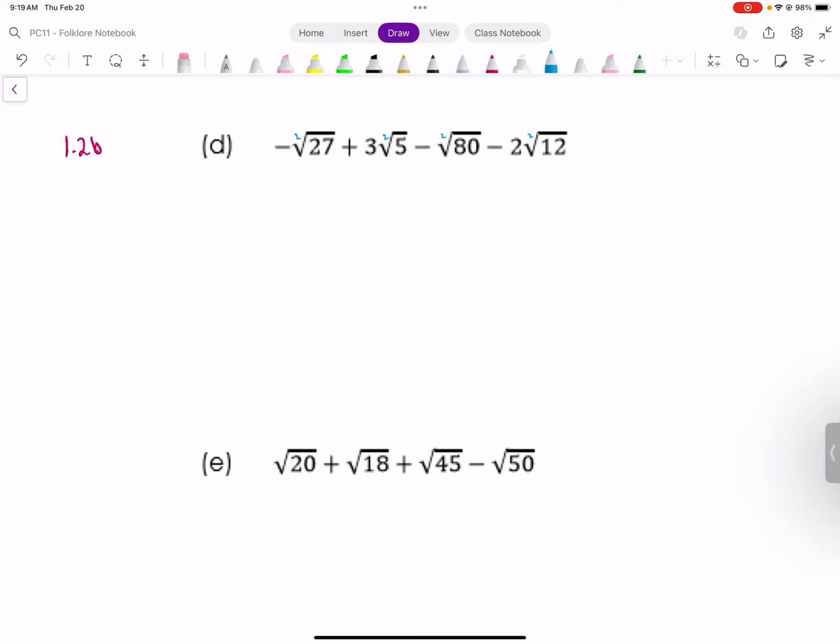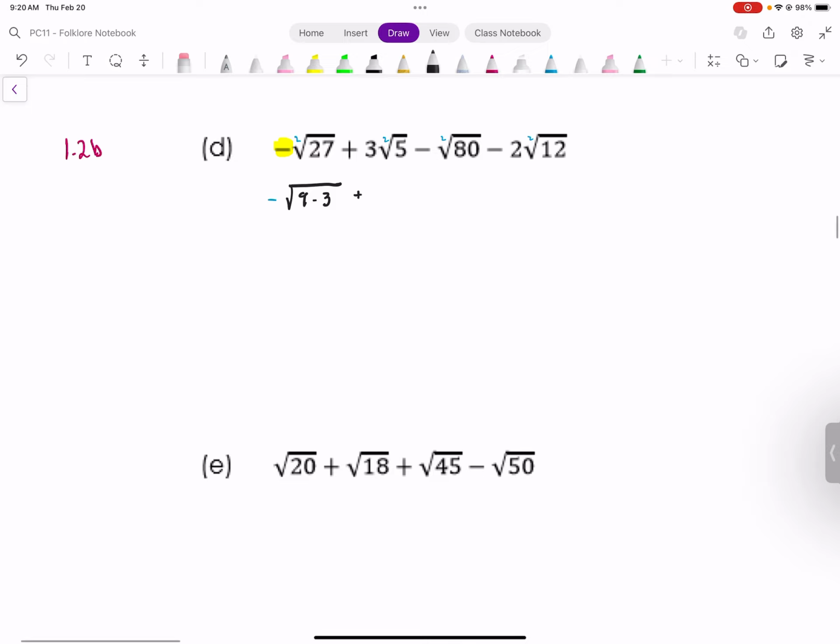So I ask myself, does there exist a perfect square that is a factor of 27? And by the way, this negative symbol just means -1 times the root of 27. So that negative sign is going to stick out in front. So yes, there is a perfect square, and the perfect square is 9. And 3 times the square root of 5. So I can write this as 3 times the square root of 5. Since 5 is a prime number, I can't pull out a perfect square that's a factor of 5.